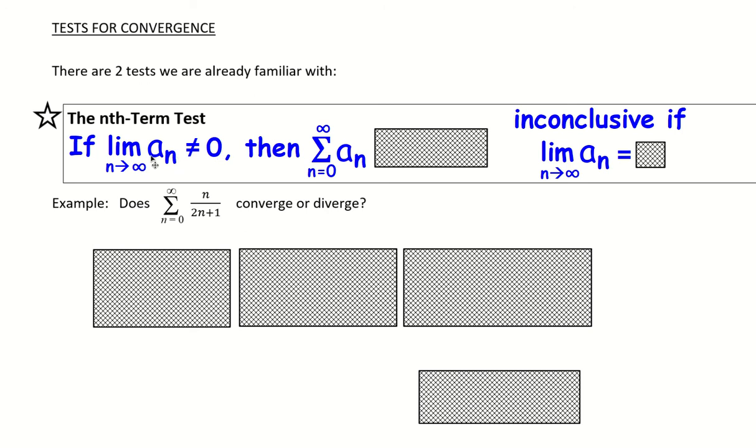If the terms don't approach 0, so if the limit of the terms does not equal 0, then the series has to diverge. So we've already pointed that out: if the terms themselves don't even approach 0 and get closer to being 0, then how can the infinite sum converge to something? But this test is actually inconclusive if the terms approach 0. That's probably not so much good news, right?